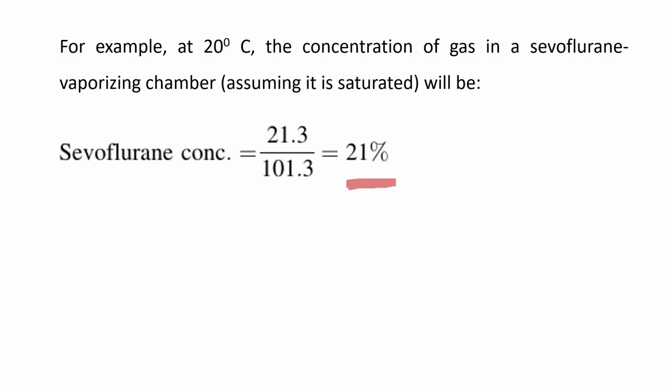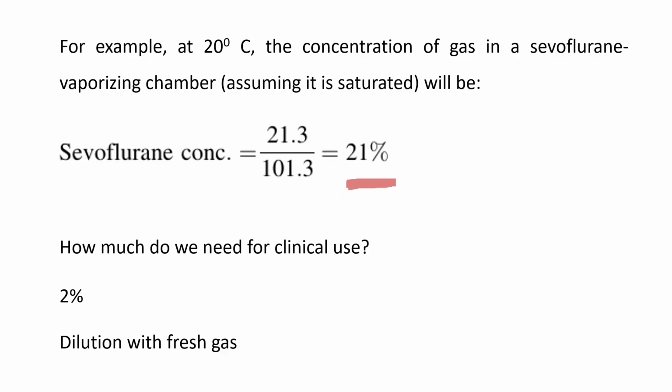How much do we actually need for clinical use? Around 2%. So how to overcome this? To overcome this, modern vaporizers produce a saturated vapor and then mix this with a known volume of a carrier gas, usually oxygen, and either air or nitrous oxide, to produce a known lower concentration of vapor using the principle above. Basically, we dilute the anesthetic vapor with the fresh gas.